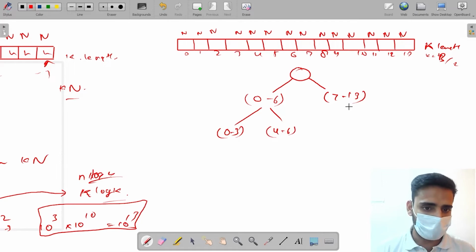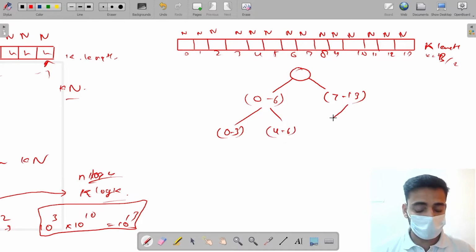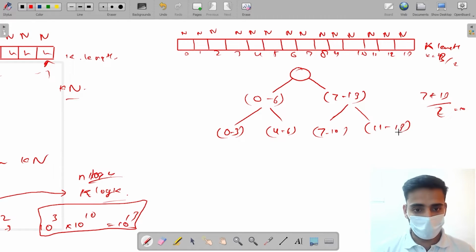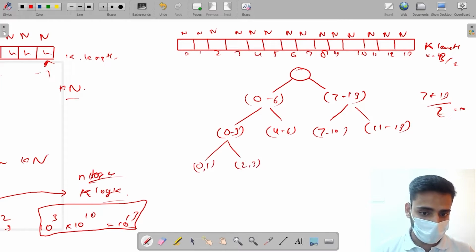Again the same thing is going to happen here also. Again we are going to break this into two parts. From 7 to 13 we are taking the midpoint now. So 7 plus 13 is 20, and by 2 is equal to 10. So 7 to 10 this point, and 11 to 13 this point. Again we are going to take the midpoint of this also. So 0 to 3 it will be 0 to 1, and here it will be 2 to 3.